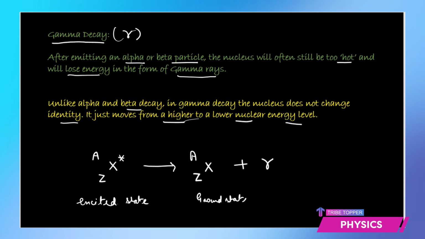So that is 0, 0. It doesn't change the atomic number or the mass number. So a gamma ray or a gamma particle is simply a neutral particle, no change in charge, no change in mass for the nucleus. So for example, I have 28 nickel 60 with the star.